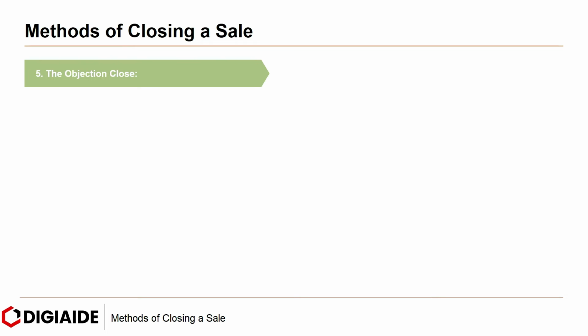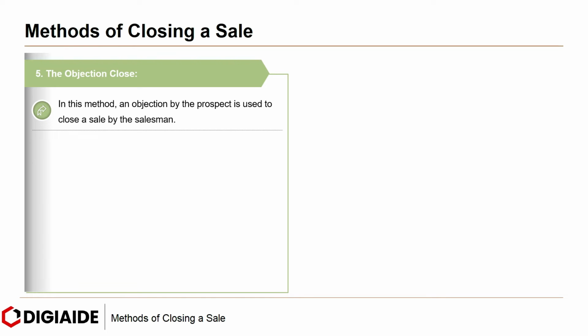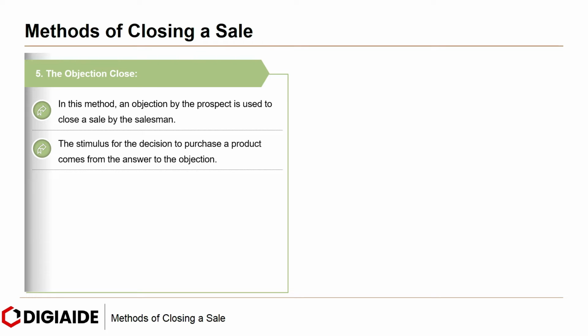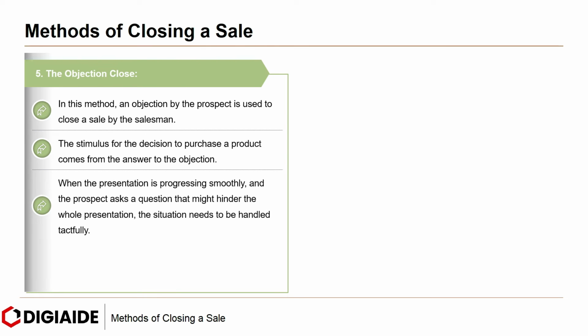Next, the objection close. In this method, an objection by the prospect is used to close a sale by the salesman. The stimulus for the decision to purchase a product comes from the answer to the objection. When the presentation is progressing smoothly and the prospect asks a question that might hinder the whole presentation, the situation needs to be handled tactfully.